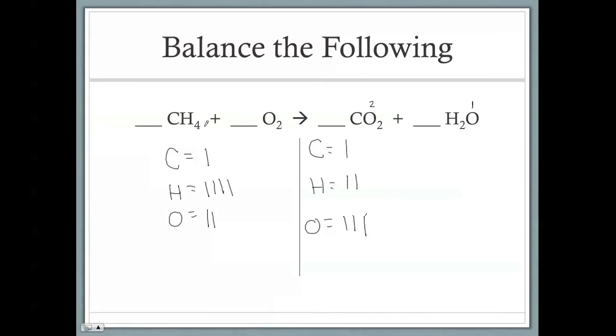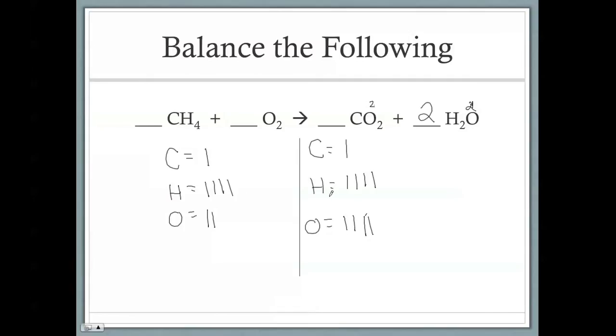So if I already have 4 on the left, I want to think about what can I put in front of this H2 that will make me have a total of 4. Well, 2 times 2 can give me a total of 4. So that correctly balances that part. I now, though, have to update anything else that's attached to that compound. So this now means I have 2 oxygen. So 2 plus 2 now shows that I have 4 oxygen.